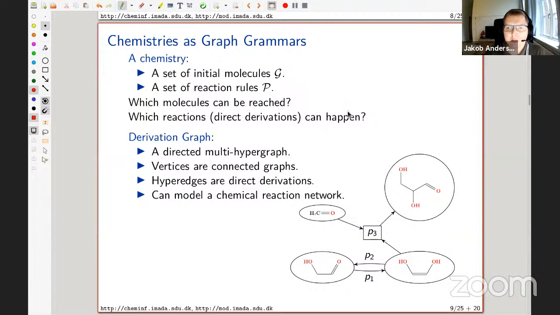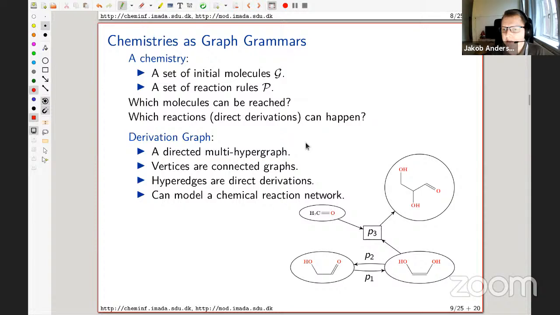So this is where we could define a chemistry. People talk about sugar chemistry or prebiotic chemistry or whatever chemistry. We could just encapsulate that by saying we have a graph grammar with an initial set of molecules and then a bunch of reaction rules. And now we want to enumerate which molecules we can reach by proper derivations, repeated application of the rules. And we want to get a handle on these direct derivations.